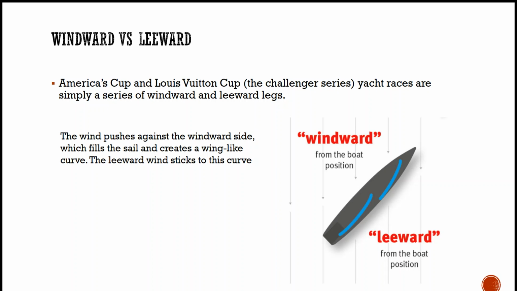The wind pushes against the windward side, which fills the sails and creates a wing-like curve. The leeward wind sticks to this curve on the other side, which creates the pressure difference.